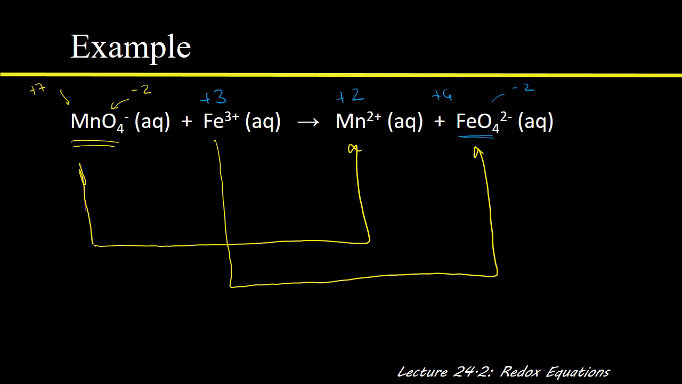All right, so manganese is going from +7 to +2. That's a reduction. And iron is going from +3 to +6. That's an oxidation. Okay, great. So we've got our reduction half reaction with manganese, our oxidation half reaction with iron. We're just going to balance each of those two half reactions separately. Okay? And that'll simplify things a little bit.